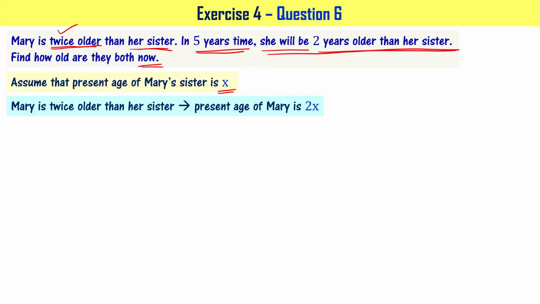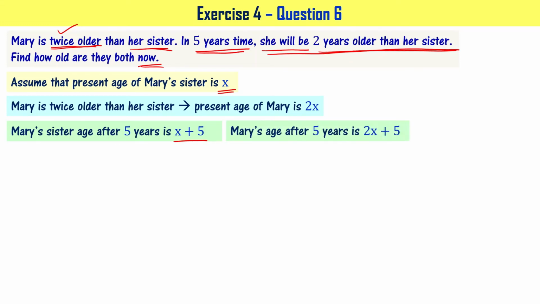After 5 years, what is the age of Mary's sister? Mary's sister age is going to be x plus 5 years, right? Mary's age is going to be 2x plus 5. I'm adding 5 to these two numbers. When the present age of Mary's sister is x, that's why after 5 years her age is going to be x plus 5. Present age of Mary is 2x, that's why after 5 years Mary's age is going to be 2x plus 5, right?